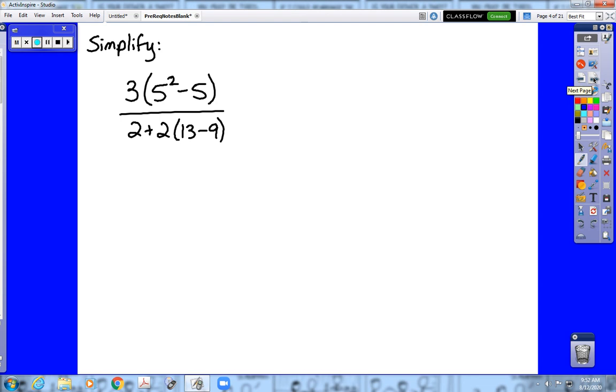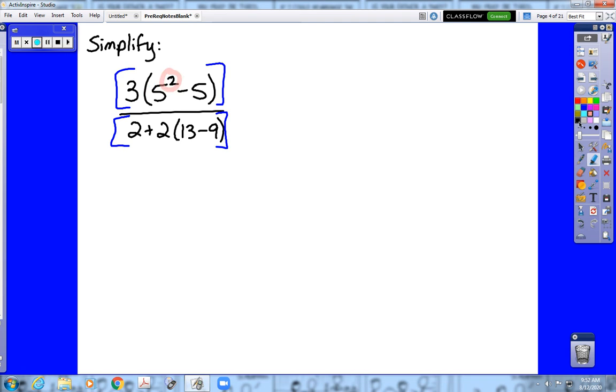Okay, next example here we have a fraction bar notation. Please keep in mind that what this really means is that before we can take care of the fraction bar, we have to deal with the entire top and the entire bottom. So we'll actually treat those as two different problems for the sake of simplifying. We're going to start on top inside the parentheses and do the 5 squared.